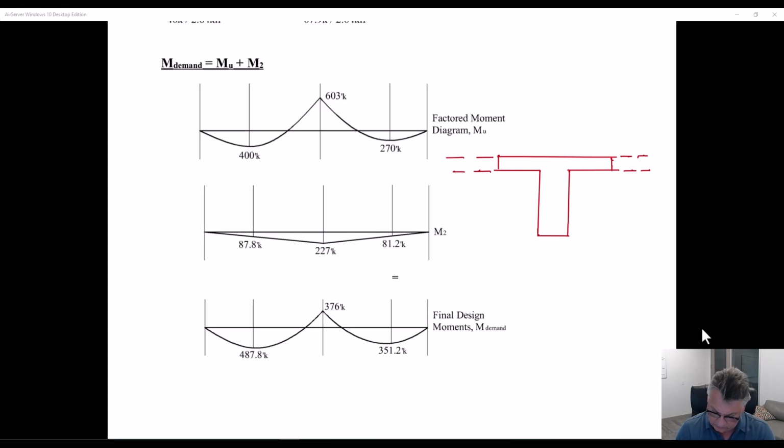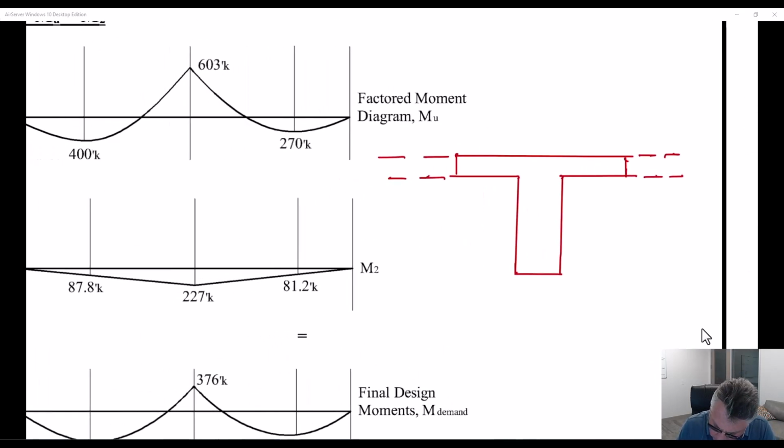But let's think about something here. Remember, we just went through this. Remember when we had positive bending, we had this little tiny area, Whitney stress block, up at the top, and our centroid of compression was way up at the top.